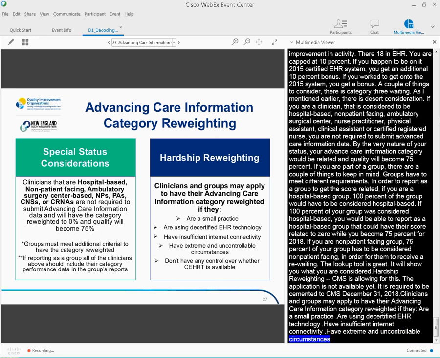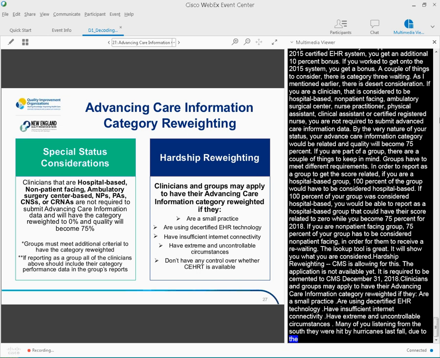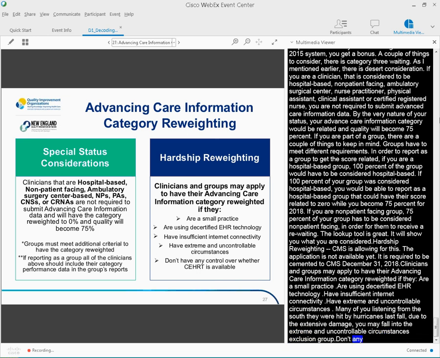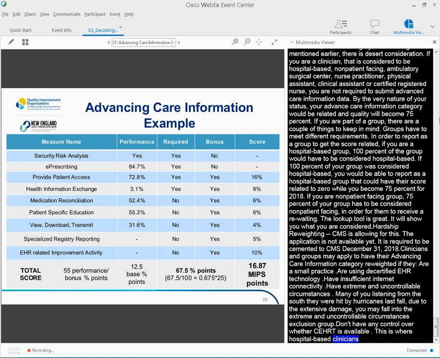So many of you that were in, if you're listening from the South that were hit by the hurricanes last fall, due to the extensive damage, you might fall into that extreme and uncontrollable circumstances exclusion group. And then if you're considered to have no control over your EHR. So this is really where those hospital-based clinicians fall in, because they work in an organization that pretty much provides them with an EHR, and they don't have a whole lot of control over that actual EHR.